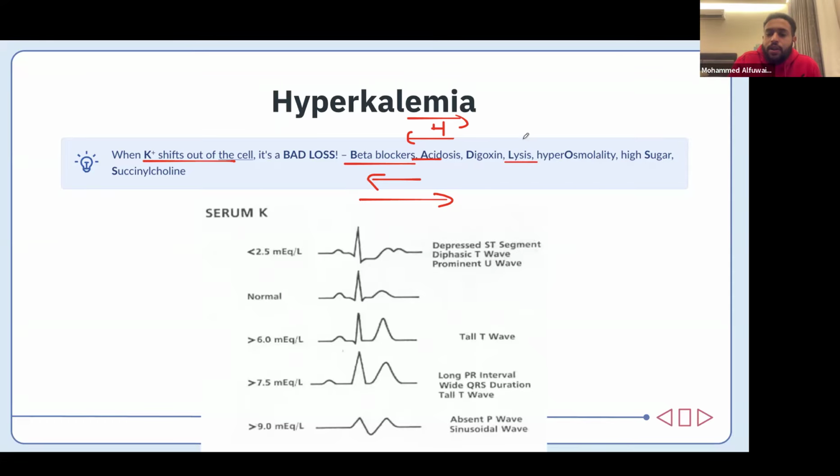Digoxin will also cause it. Lysis. So for example, remember in tumor lysis, if you have potassium inside the cell and you break the cell, potassium will be released. Hyperosmolality is because of solute. It will just follow it. And then succinylcholine will cause muscle breakdown, rhabdomyolysis, as a side effect. And this will cause hyperkalemia.